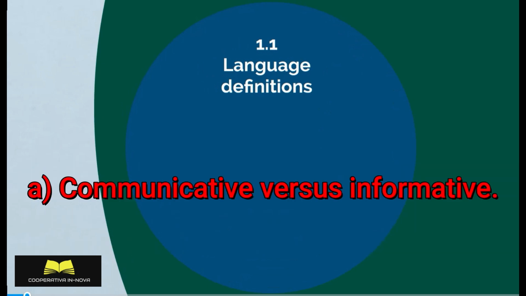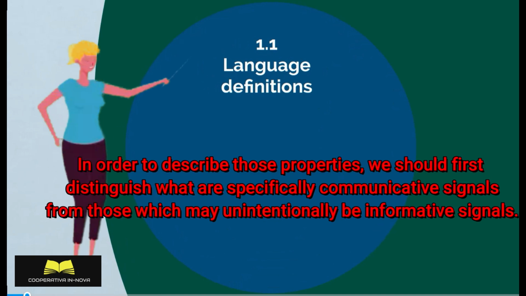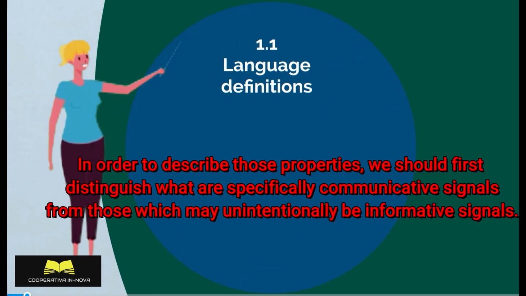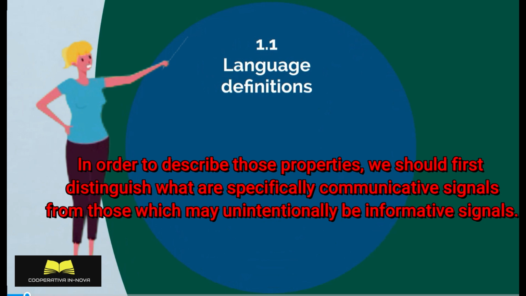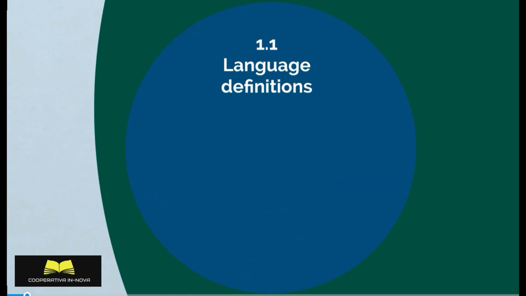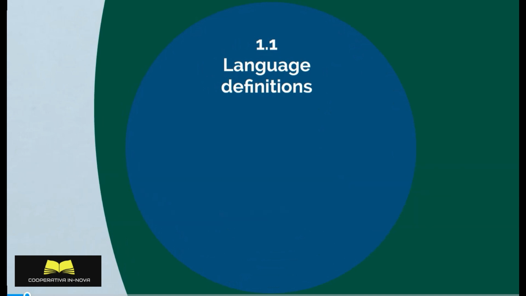A. Communicative versus informative. In order to describe those properties, we should first distinguish what are specifically communicative signals from those which may unintentionally be informative signals. A person listening to you may become informed about you via a number of signals which you have not intentionally sent. He may note that you have a cold, you sneezed, that you are not at ease, you shifted around in your seat, and that you are disorganized, non-matching socks.